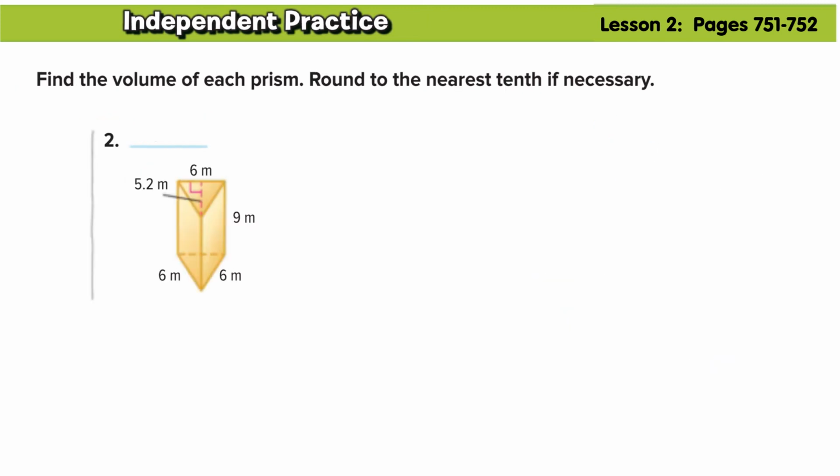Question 2. Find the volume of each prism, round to the nearest tenth if necessary. So again, we're going to use volume equals the area of the base times the height, and our base is a triangle, so we're going to have to use the formula for the area of a triangle, which is 1/2 times the base times the height. I'm going to put that in parentheses, and we're going to bring down the rest of our formula.